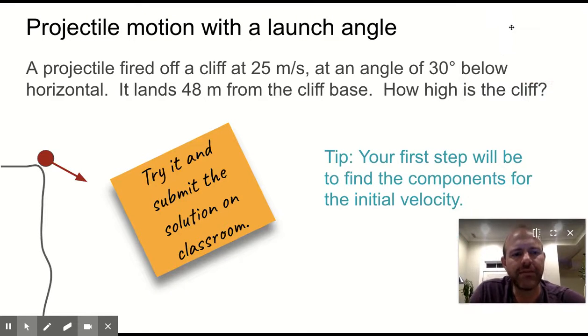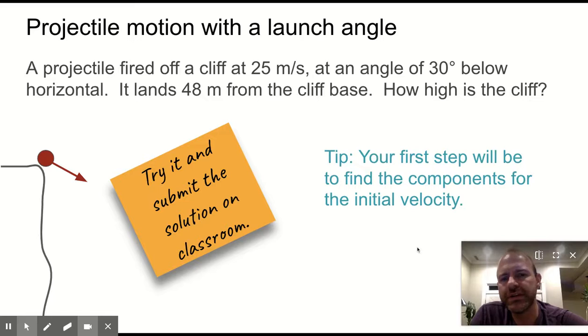So that's kind of it for the examples. I'm going to leave you this problem. A projectile fired off a cliff at 25 meters per second at an angle of 30 degrees below the horizontal lands 48 meters from the cliff base. How high is the cliff? So this is an x position question. The first step you're going to want to do is find the components of that initial velocity.